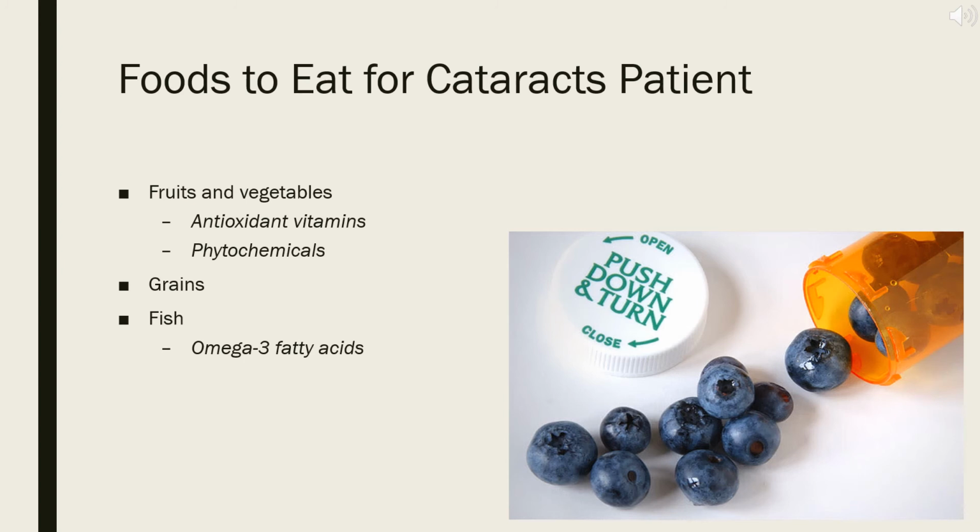So because congenital cataracts is a genetic disorder, there's not a lot you can do to prevent it. However, there are some things you can do to slow the progression. They recommend eating a colorful diet, so fruits and vegetables. These have antioxidants, vitamins, and phytochemicals to help nourish the eye. And then they recommend grains, staying away from greasy processed foods, and also eating fish that have omega-3 fatty acids.